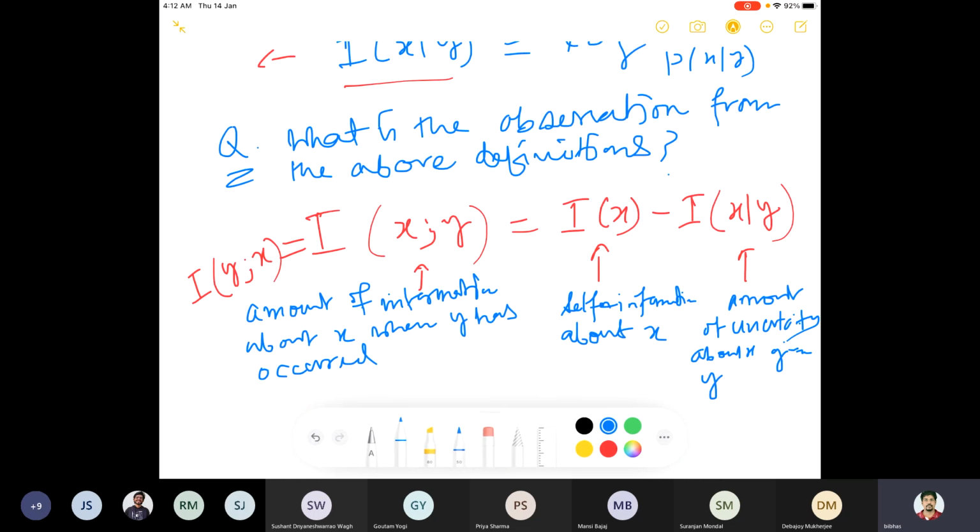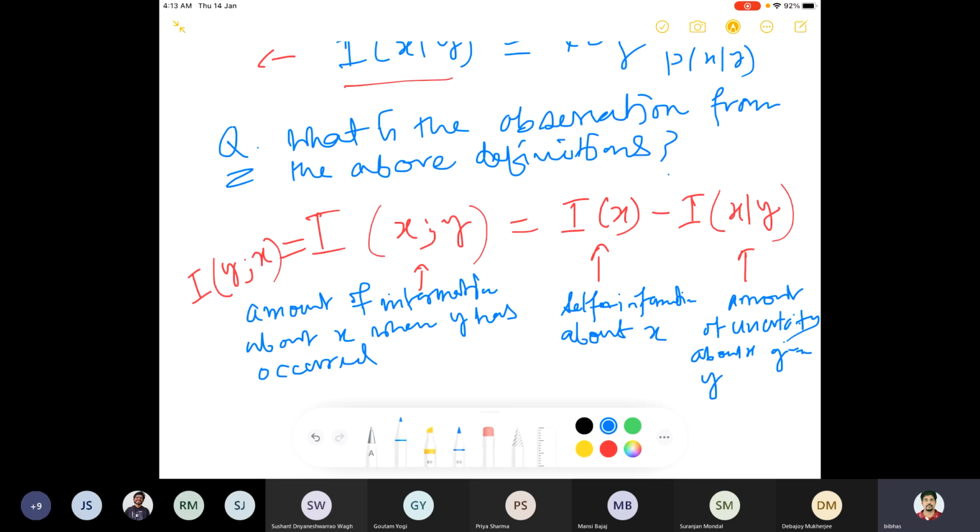So self information means what? There is an uncertainty about the occurrence of this X. So once you know that X has occurred, you want to quantify how much uncertain this event is, how uncertain the occurrence of this outcome is. And that is provided by self information, about a particular outcome, let's say X, or about a particular input, let's say X.